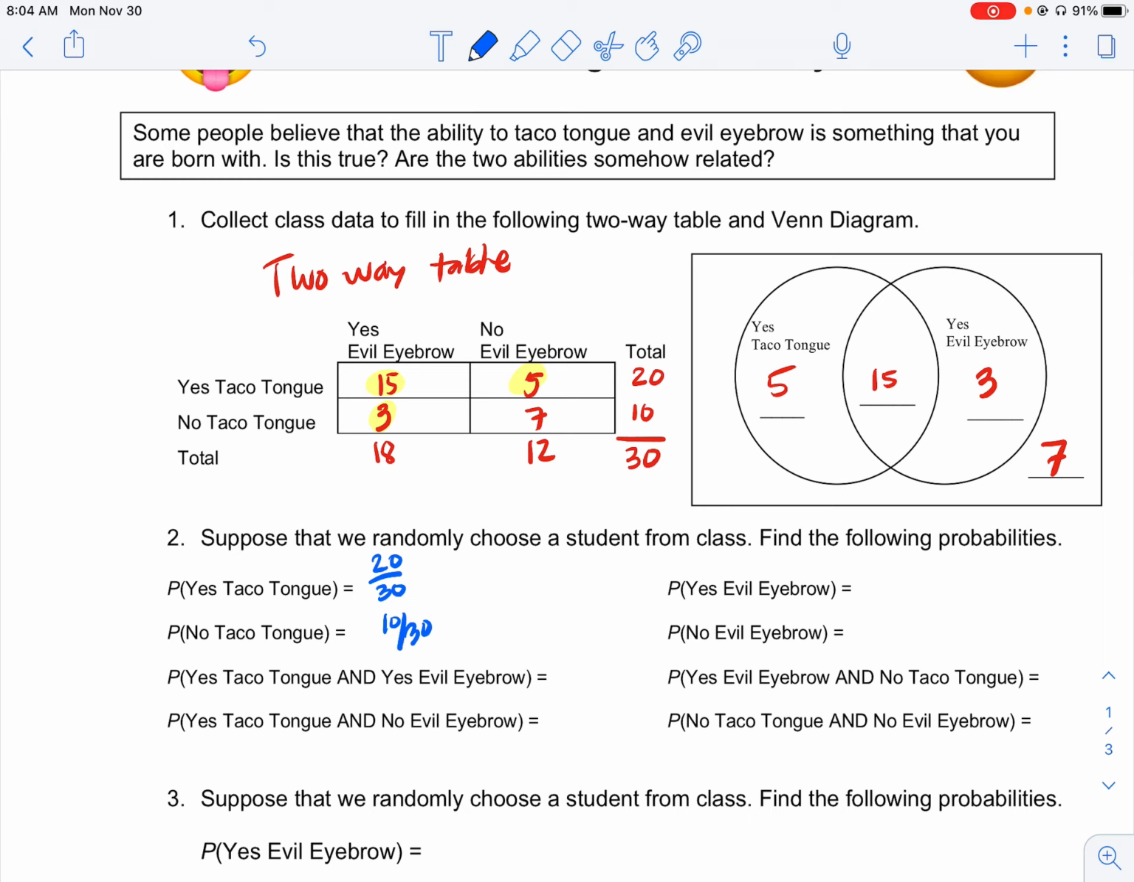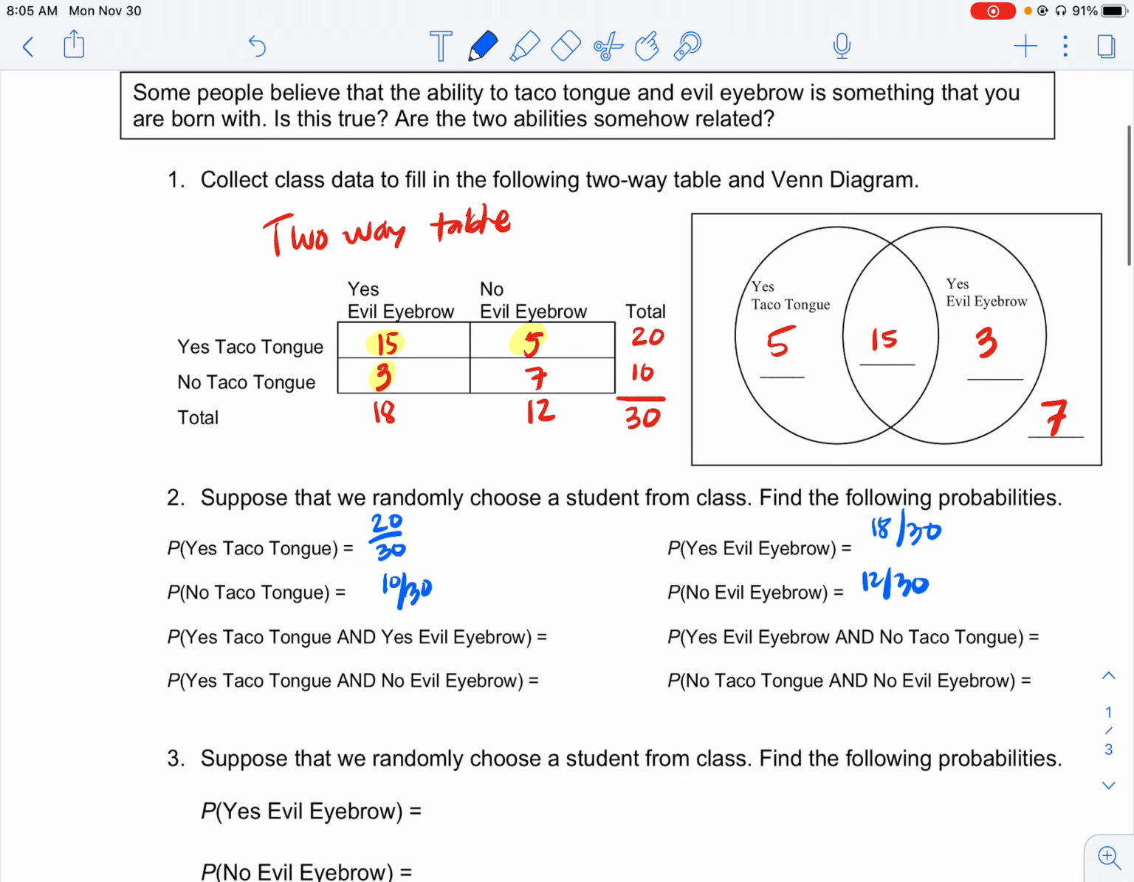Moving on to the other side. The probability that they are able to do evil eyebrow, yes evil eyebrow: how many of them? 18 out of 30. Next, the probability that they are not able to do evil eyebrow is 12 out of 30. These people right here. Okay, moving on.